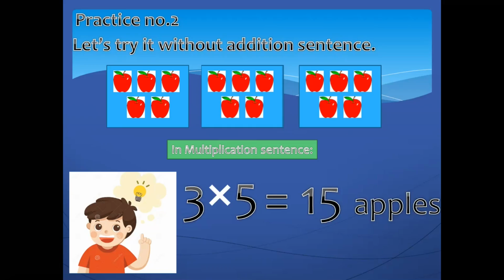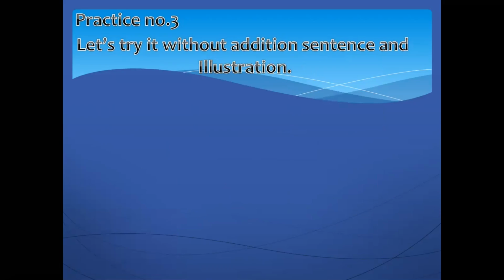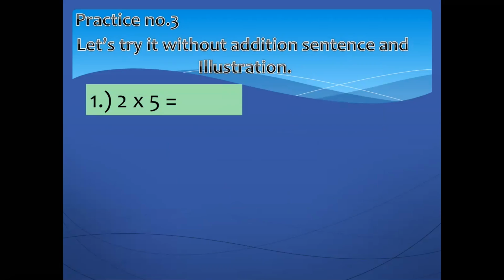Let's proceed to another example. Practice number 3. In this example, let's try it without the addition sentence and illustration. 2 times 5. We can imagine it in our mind. We have 2 groups of 5. So put in your mind that we have 5 plus 5. We should get the answer of 10. Okay, let's check. Great. So 2 times 5 equals 10.